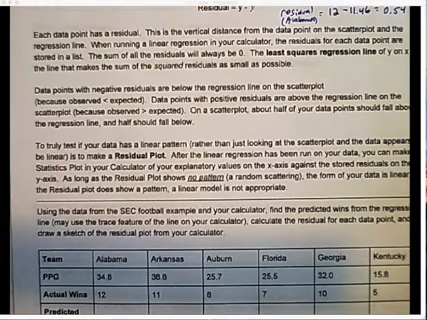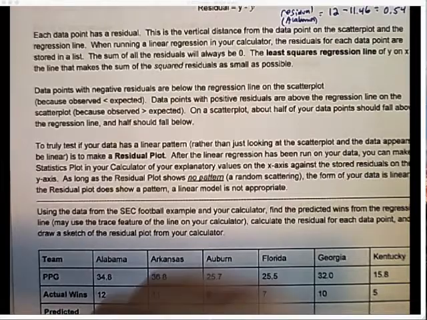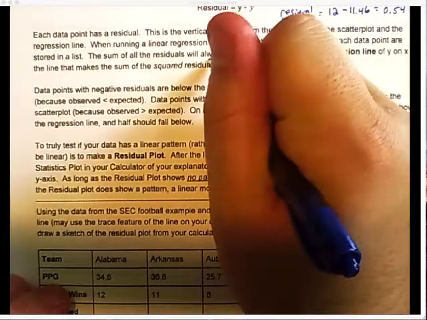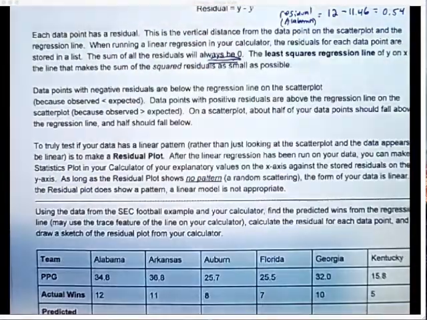So each data point has a residual, and just like we talked about, that's the vertical distance. Now, something special happens with the residuals. If we were to add up all the residuals for all the points, it's always 0. It has to be 0. Otherwise, it's not a good line.